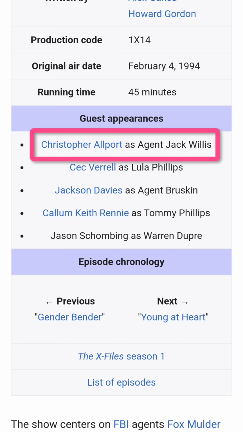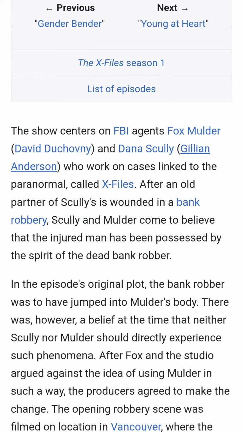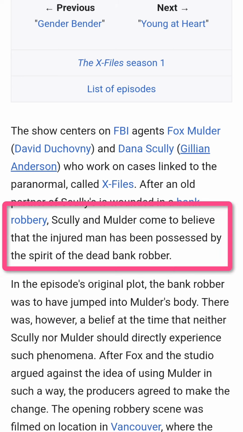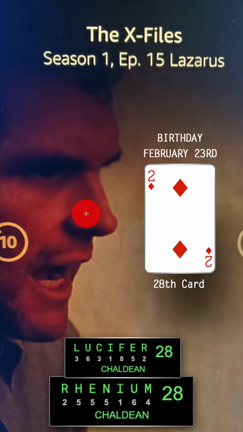Of course, it's Jack stuck in the box. And this is all about the transference of spirit. Right here it says, they come to believe that the injured man, this guy gets shot, has been possessed by the spirit of a dead bank robber. And then it goes into this guy right here, who is Christopher, who now has a different possession inside of him. And what is his birthday in the show? February 23rd. And what's the February 23rd card? Just the 28th card in the deck, which is tied to Lucifer.